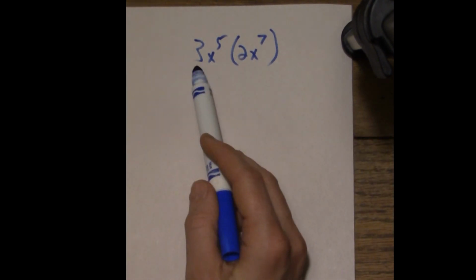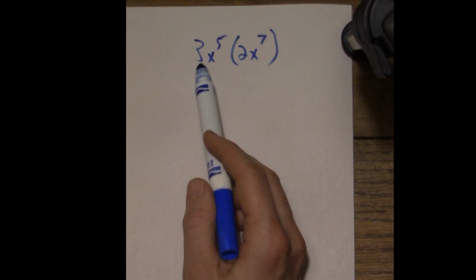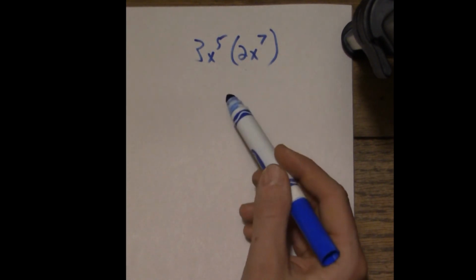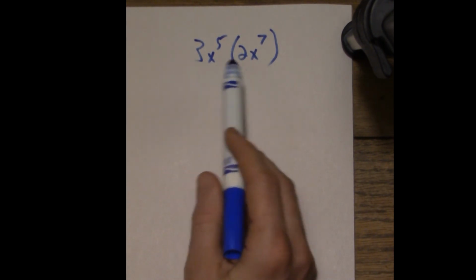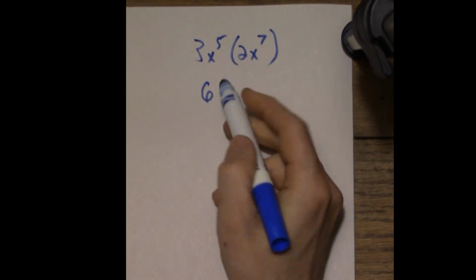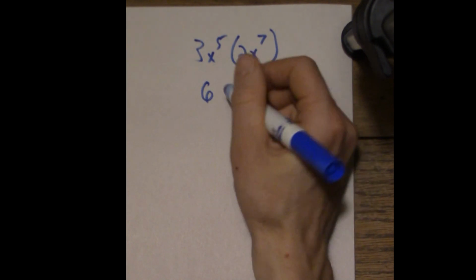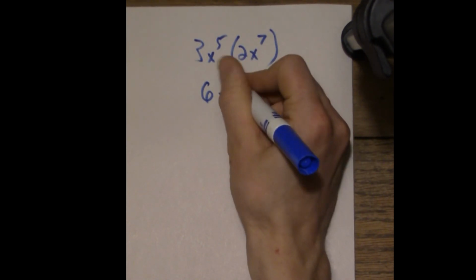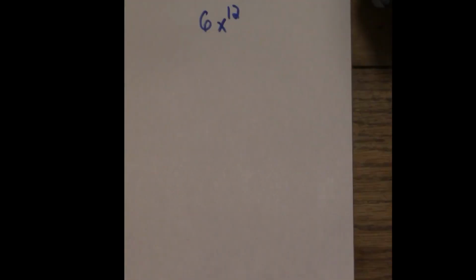With the coefficients, the numbers that are in front, the numbers that are not being raised to a power, you're just going to multiply them like you normally would. So this would just be 3 times 2. So 3 times 2 would give us 6. And then x to the 5th times x to the 7th is going to give us x to the 12th. Let's look at another one.